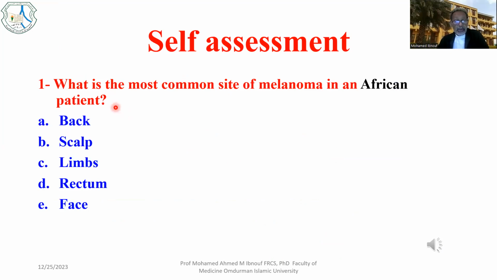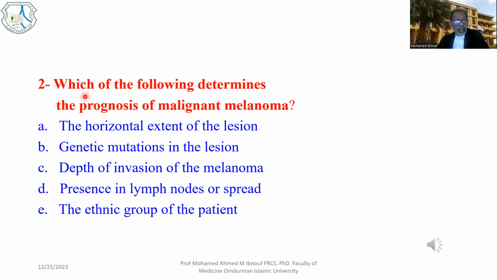Here are a few questions to help students' studies and discussion. What is the most common site of melanoma in an African patient? Is it the back, scalp, limbs, rectum, or face? And which of the following determines the prognosis of malignant melanoma? Is it the horizontal extension of the lesion, or the genetic mutation in the lesion, or the depth of invasion of melanoma, or presence of lymph nodes and other spread, or the ethnic group of the patient?